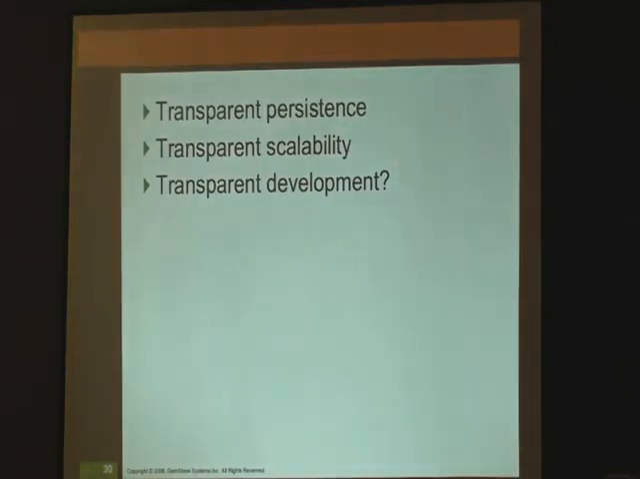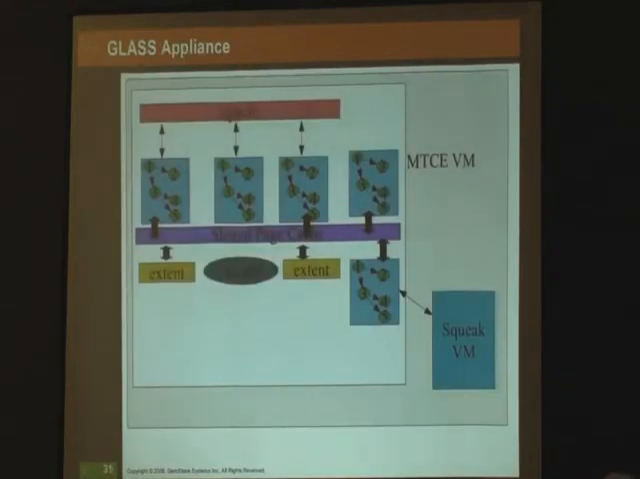So I've talked about transparent persistence. I've talked a little bit about transparent scalability. And what about transparent development? On the previous picture, we had 6 VMs out there. Am I supposed to come in and VPN in? How do I debug? How do I manage the system and do development in that kind of environment?